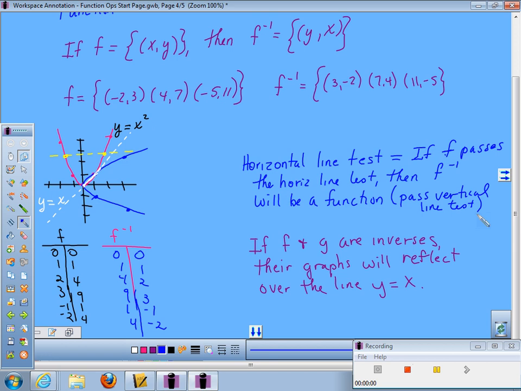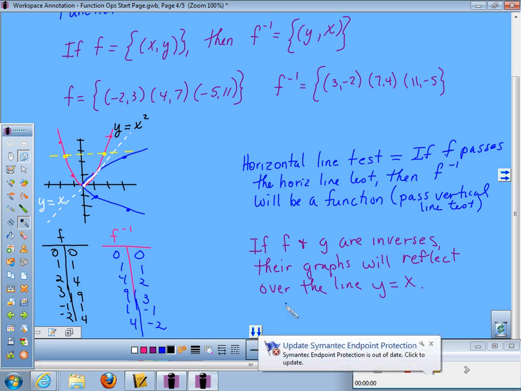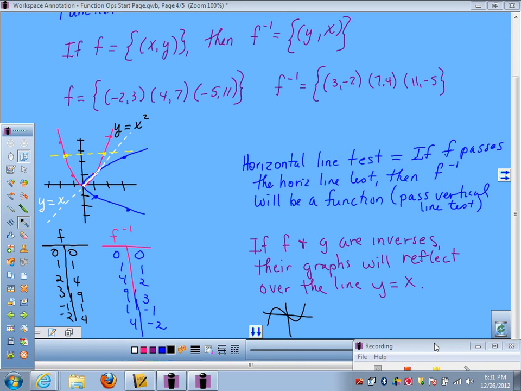And I can do a really, really quick example here. Suppose I gave you this little wavy graph like that. Does it pass the horizontal line test? Answer would be nope. So therefore, you know that the inverse of it will not be a function because it won't pass the vertical line test. So that's a quick way how you can tell these things.